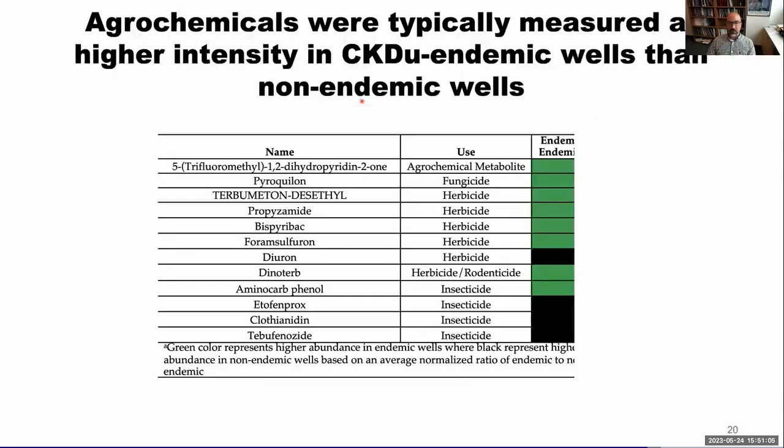So, many of the agrochemicals that we detected and had either probable or confirmed IDs were higher intensity. The green boxes here were significantly higher abundance, based on intensity or concentration, in the CKDU endemic wells relative to the non-endemic wells, also suggesting a link between agricultural activities and progression of this disease.